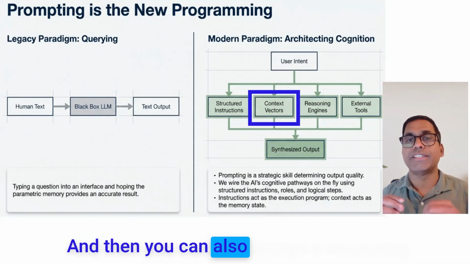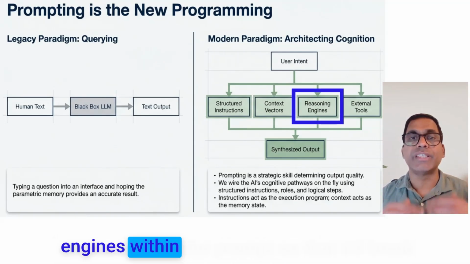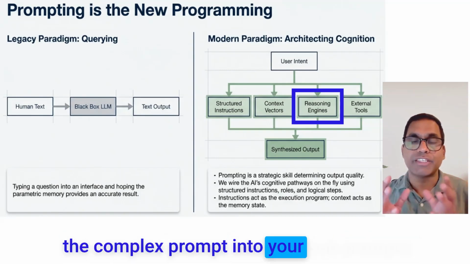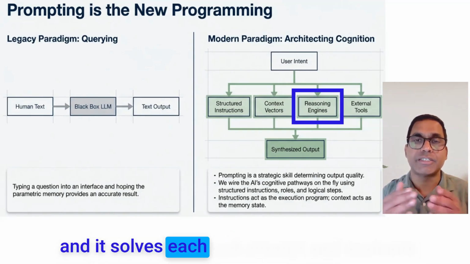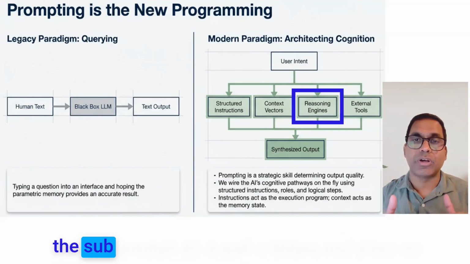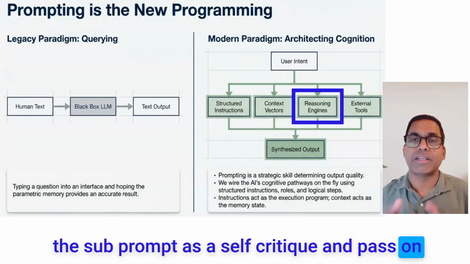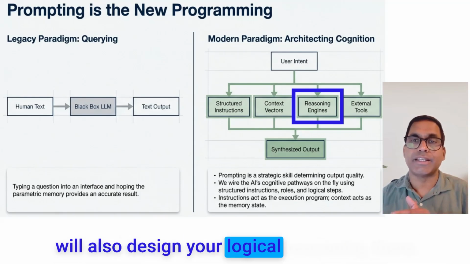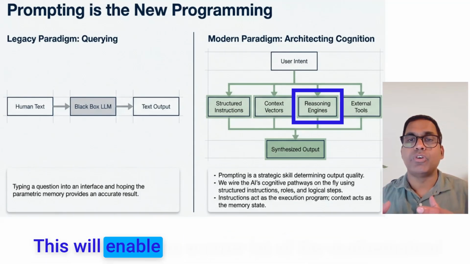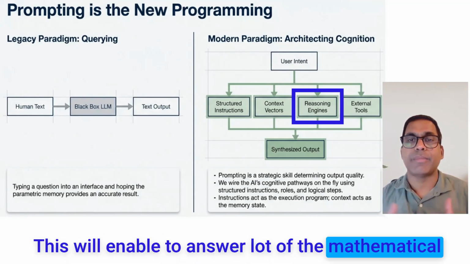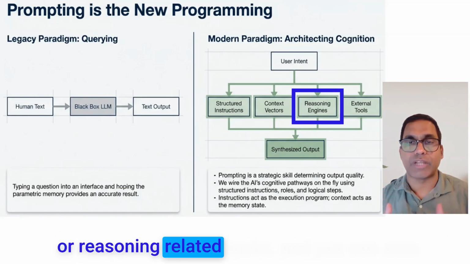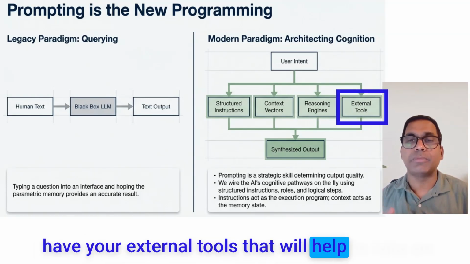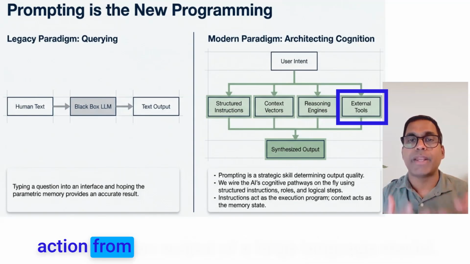And then you can also design a reasoning engine within the prompt, so that it will break the complex prompt into sub prompts, solve each sub prompt, evaluate the sub prompt as a self critic and pass on the result to the next sub prompt, so that you also design a logical reasoning there. This will enable answering a lot of mathematical or reasoning related tasks. And you can also have external tools that will help to take an action from an output of a large language model.